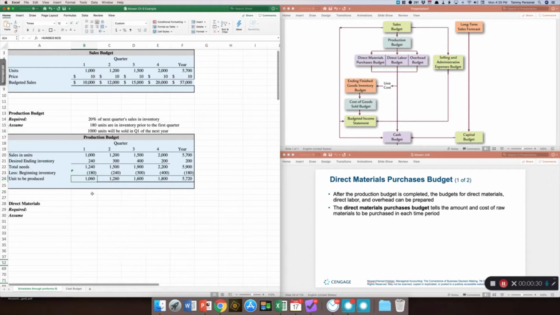Now, our t-shirts that we are manufacturing here require plain white t-shirts and some ink. We're printing the t-shirts. And so there's going to be two pieces to this direct materials purchasing budget.